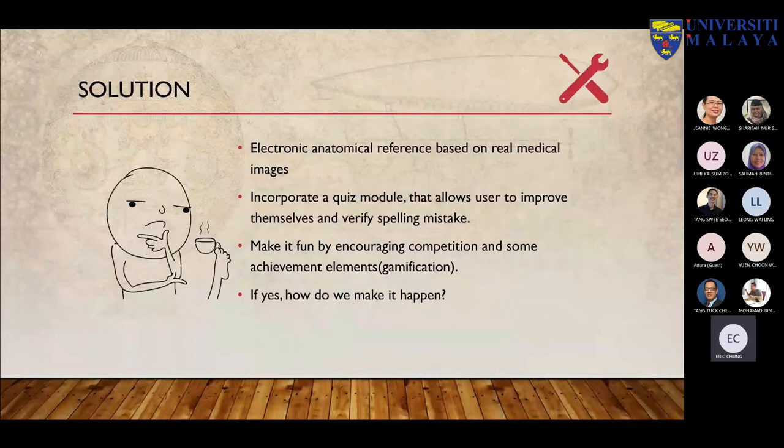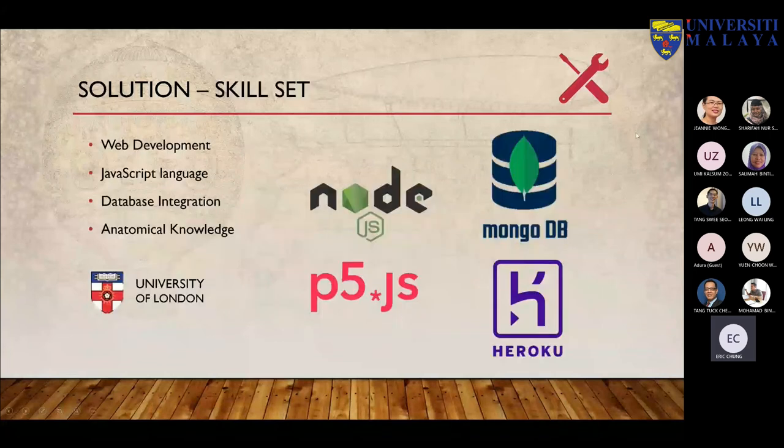So for the solution, we want to incorporate a module that has some kind of feedback to the user. That will be an electronic anatomical reference based on real medical images that incorporates a quiz module, and hopefully we can make it fun using gamification. So how do we make it happen? Basically, you need a different kind of skill set other than medicine. You need web development skills, JavaScript, data integration, database integration, and anatomical knowledge. These are the tools used to design the quiz.